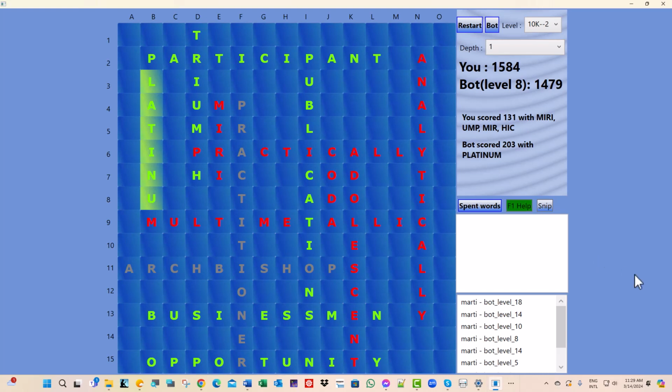System got 203 with Platinum. We have just seen that with the word Platinum, the bot scored 203 points. Platinum is a bridge with 6 spans. And we have seen also that with Miri and the auxiliary words AMP, MIR, and HIC, I made 131 points. So we will now try to explain how FreeWord computes these amounts. So bear with me, you will get a complete explanation.